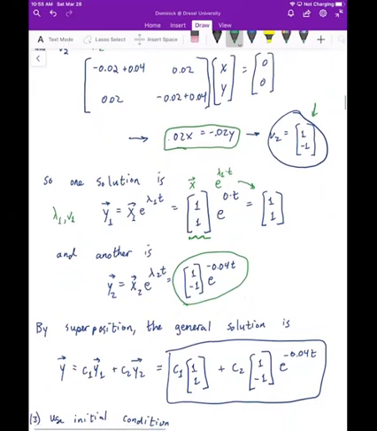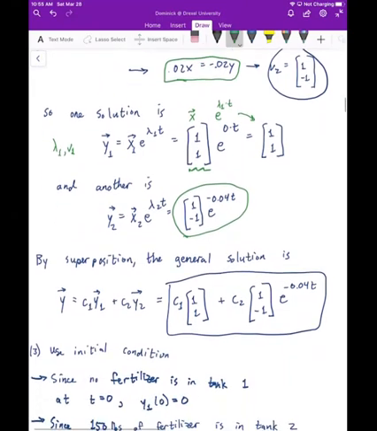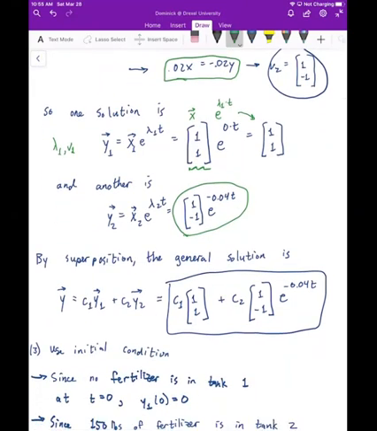Right, so of course we can use the superposition principle in this case, and we can say that a general solution is C1, an arbitrary constant, times our first solution 1, 1, and then an arbitrary constant times our second solution, which is the 1, negative 1, and then the e term there. All right, so this is our general solution.